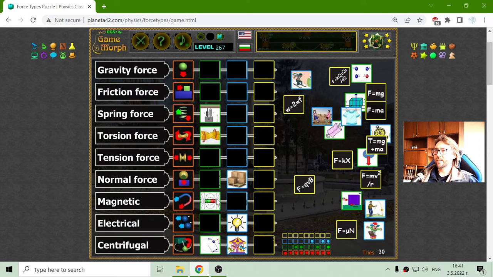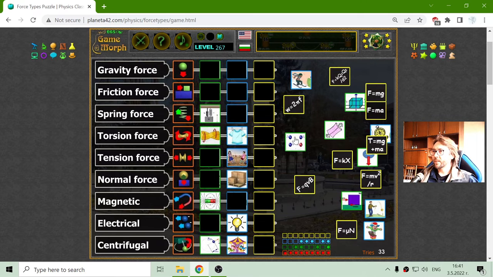Magnetic. Green magnetic. What's that? Two people are pulling a rope. That should be tension. Laundry. Friction, gravity, magnetic. Torsion. I don't get this. Alright, what is that? Is this electrons and proton? Right, into electrical force.